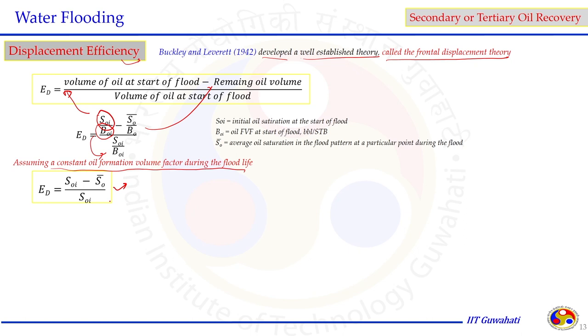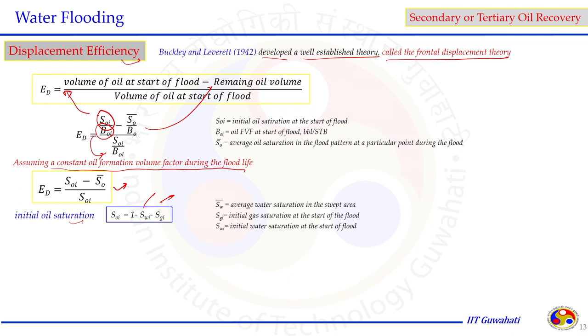Now, oil saturation is difficult to measure. We can convert this initial oil saturation to other forms, that is the saturation of the water and the saturation of the gas. We know the summation of the saturations is equal to 1, and in that case we can replace SOI and SO using this definition. We will get ED in terms of water saturation as well as gas saturation.